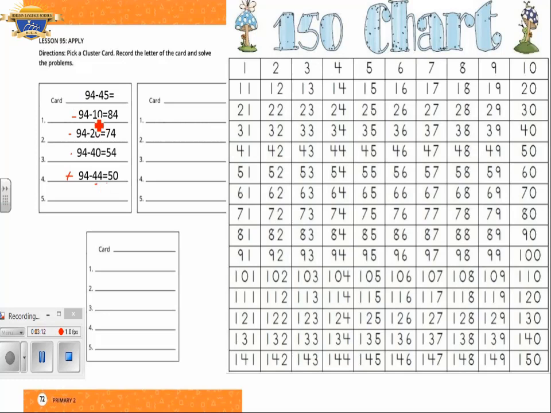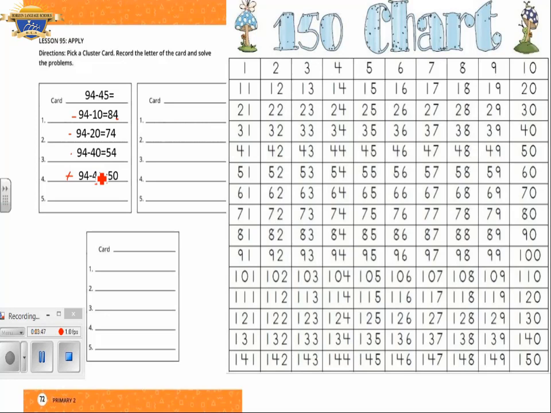As we said, the ones remain the same, so 4 remains the same. So 4 minus 0 equals 4. 9 minus 1 equals 8. Problem number 2, 94 minus 20 equals 74. Problem number 3, 94 minus 40 equals 54. But look at number 4, 94 minus 44.